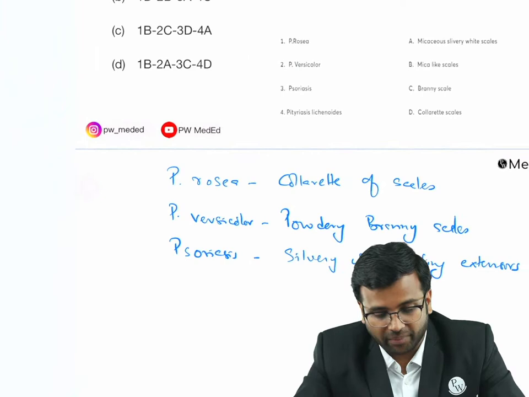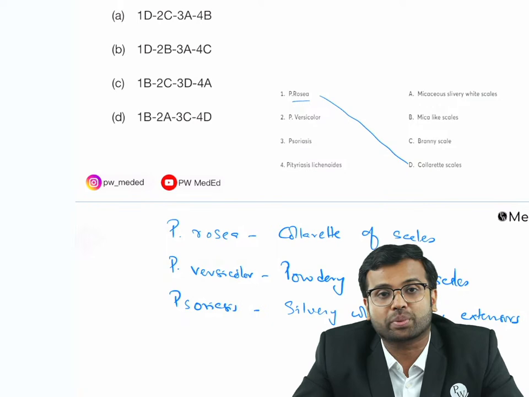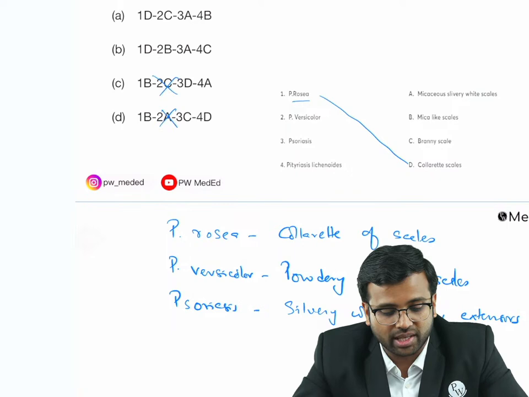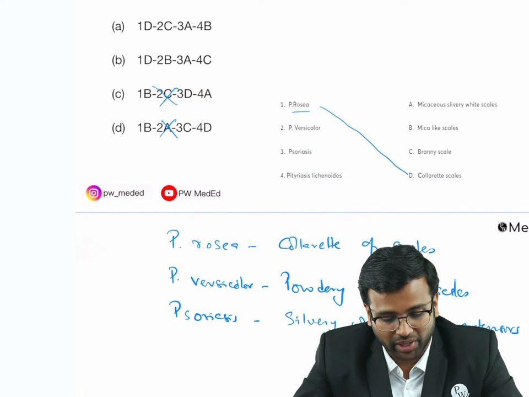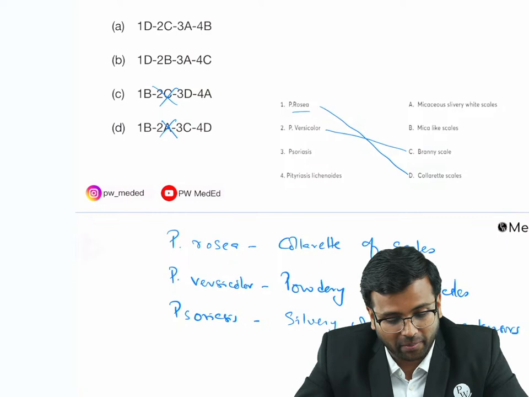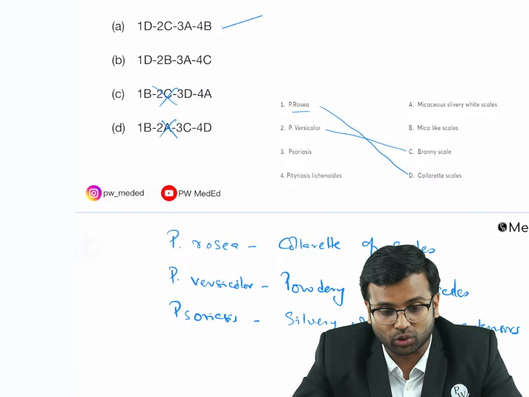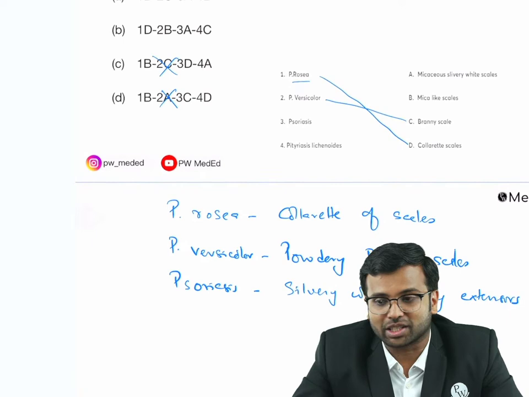So now let us see that in this MCQ, one, that is pityriasis rosea, can be matched with D. So in both these options A and B, it is going to be 1D, which means you can easily rule out C and D, isn't it? Now let us see what is going to happen with A and B. Pityriasis versicolor, we said that this is going to be branny scales, isn't it? So B 2 is going to be C. So obviously 3 is going to be A, and 4 is going to be B. So the first answer is going to be A.